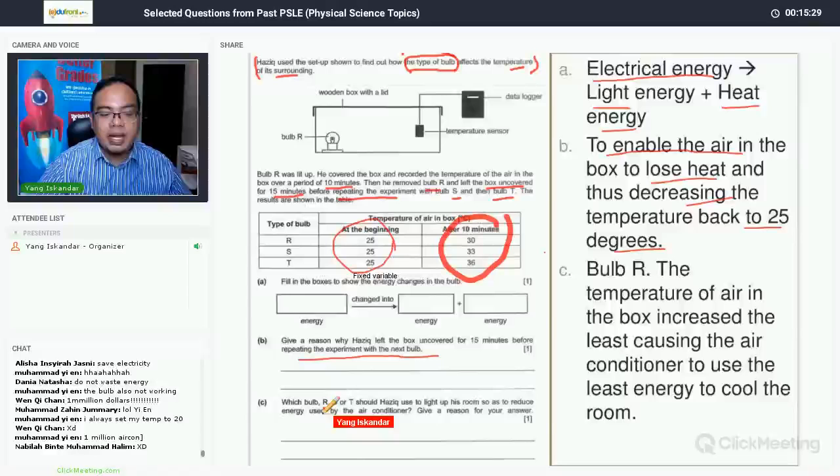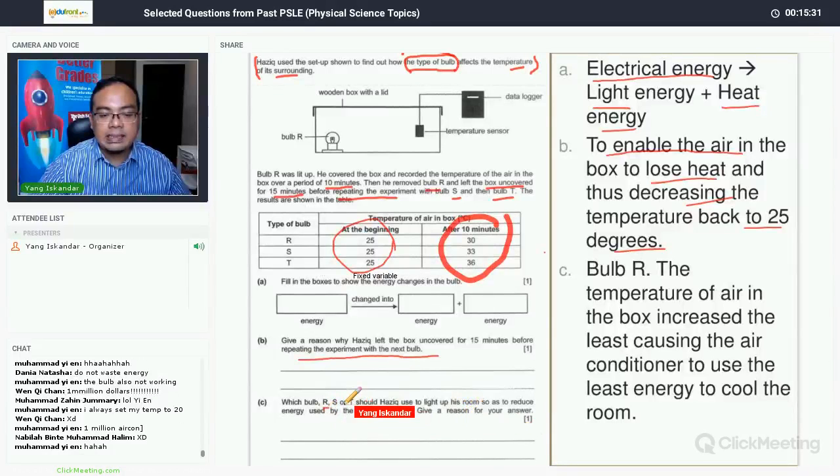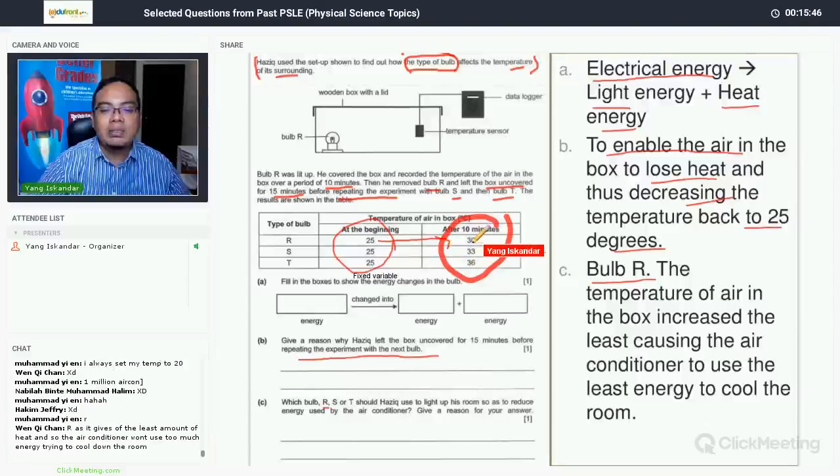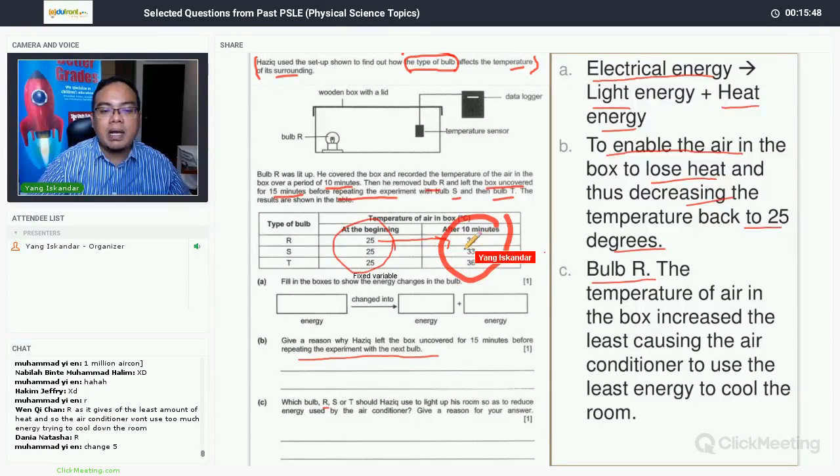Okay, so let's answer back question C here. Which bulb R, S, or T should Haziq use to light up a room so as to reduce the energy used by the air conditioner? Okay, the answer is bulb R, right? If you look at bulb R, from 25 degrees Celsius, it increases only to 30 degrees Celsius. But the other bulbs increase more, right? Only by 5 degrees, here increase by 8 degrees, and here increase by 11 degrees Celsius.